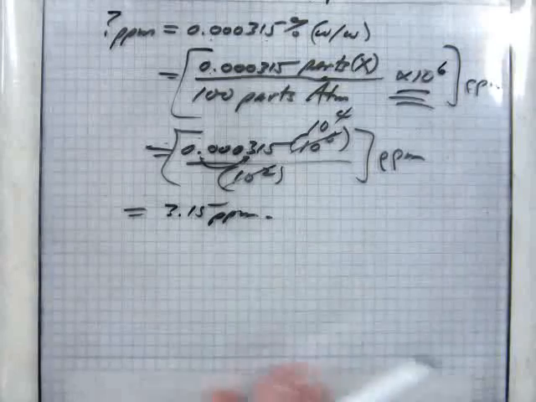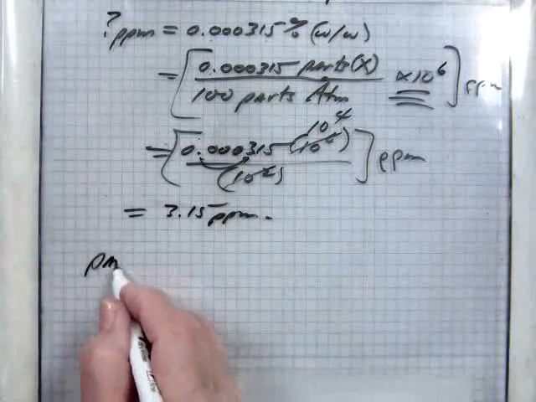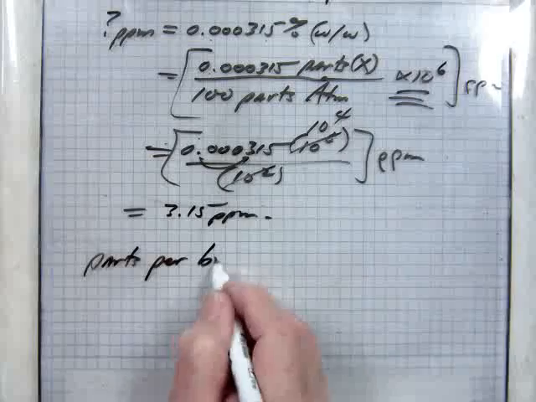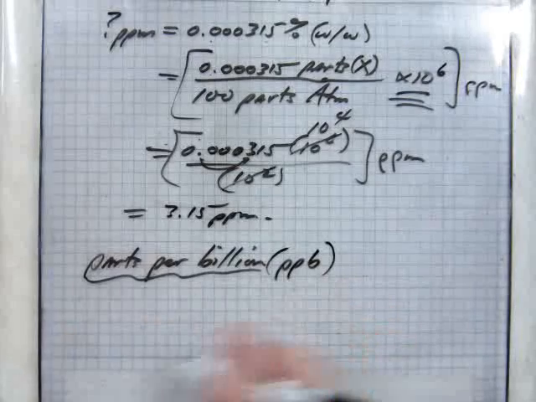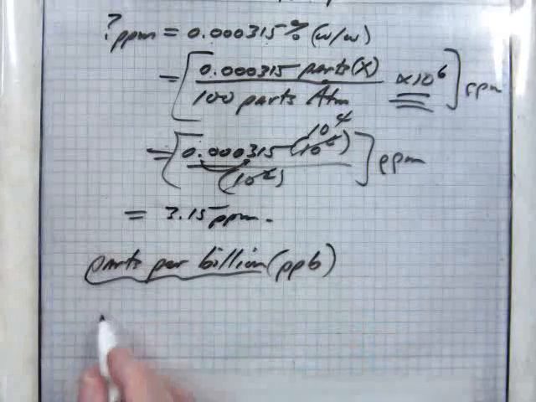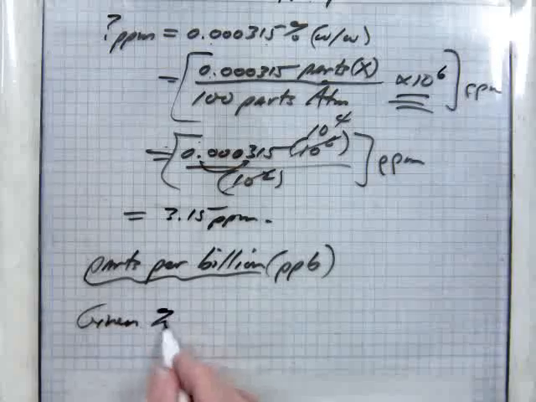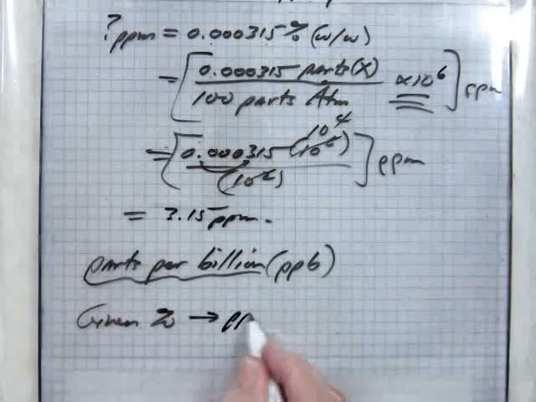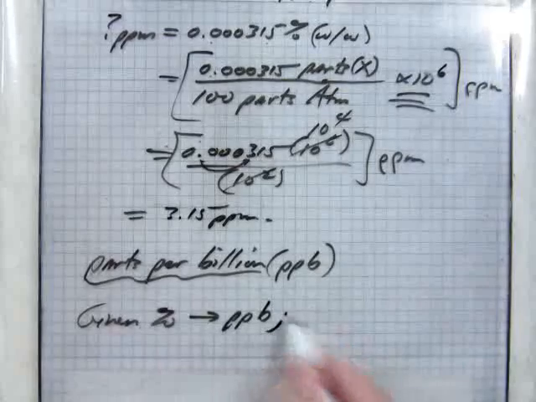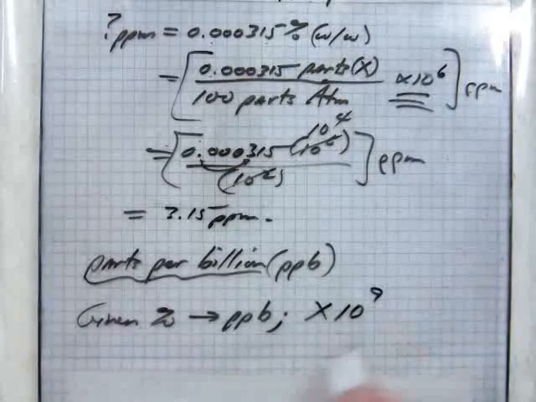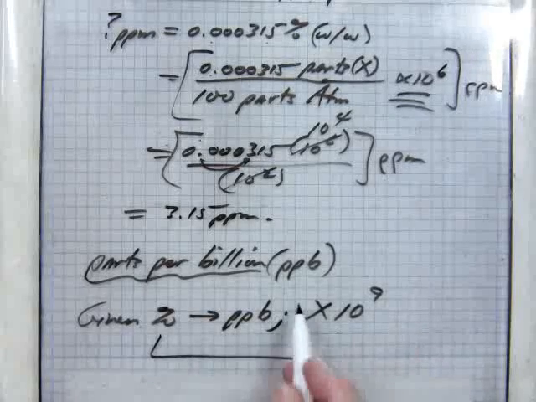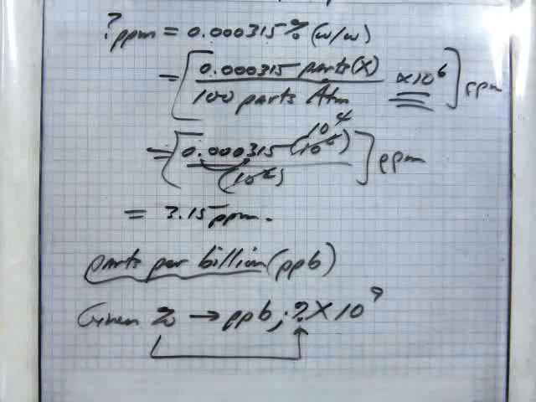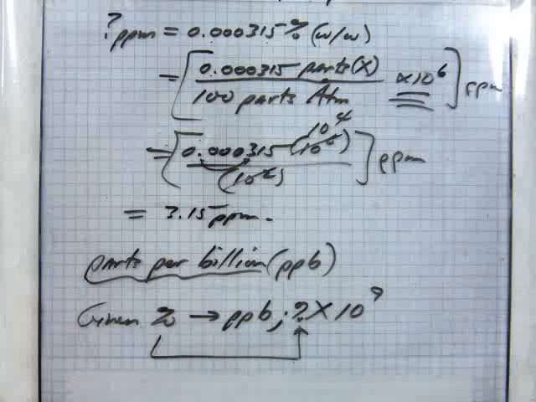Same thing with parts per billion, ppb. If you're given percent to parts per billion, multiply by 10 to the 9th. That is, whatever that percentage is, when you express that percentage, just simply multiply it times 10 to the 9th and then put the new units, parts per billion, on it.